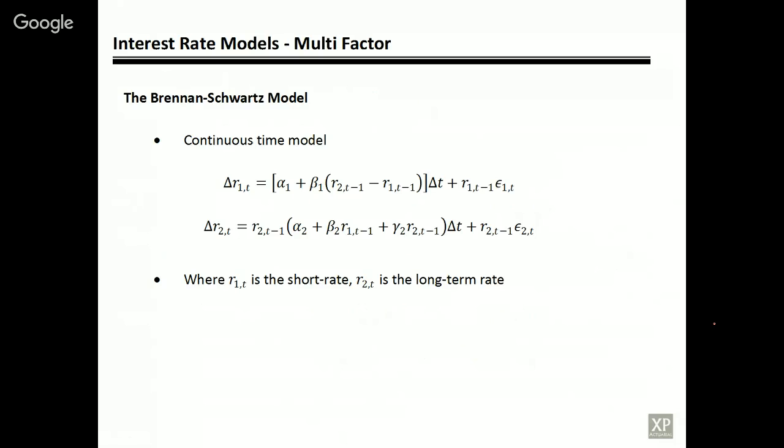And next we have multi-factor models. The one that I'll cover is the Brennan-Schwartz model. This model is the short rate and the long rate. The short rate is equal to alpha plus beta times R2 t minus 1, which is the long rate, minus R1 t minus 1, which is the short rate, plus a factor that's linked to the short rate. And then the long rate has a component alpha plus beta times a component linked to the short rate and a component linked to the long rate. So this is a pretty complex model, but what you'll need to know is that the Brennan-Schwartz model models the short rate and long rate with two processes.